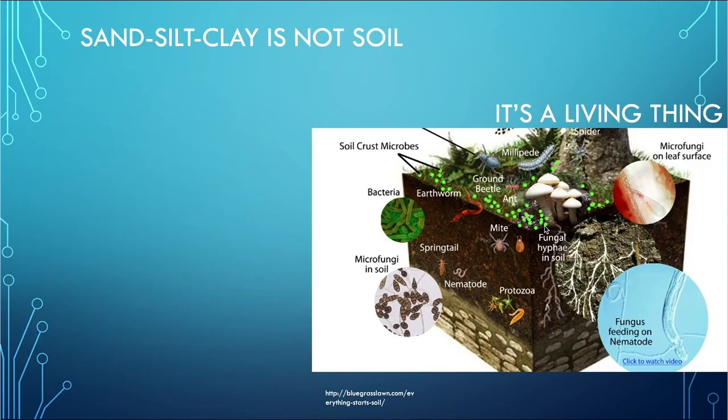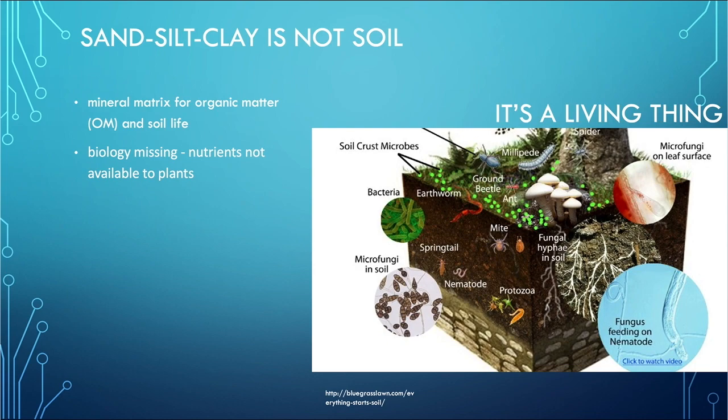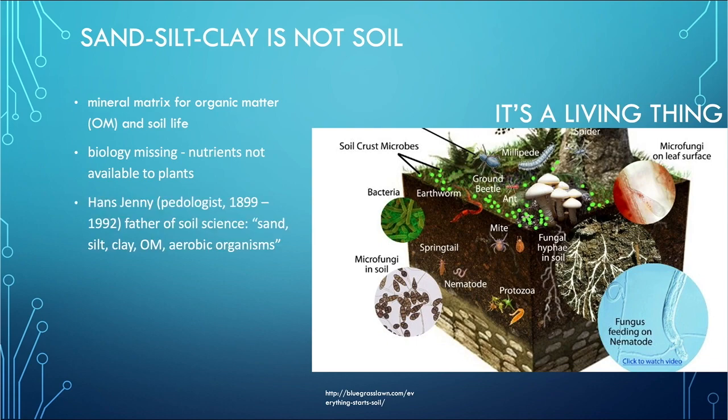So plant growth biomass is directly correlated with fungal to bacterial biomass ratio, and that's something we'll cover more in future lessons. So we must remember then that sand, silt and clay is not soil, and it is the mineral matrix for organic matter and soil life. That's all these things are, and it's mineral matrix and food obviously because the minerals come from that matrix, so we definitely still need sand, silt and clay. But if the biology is missing, nutrients are not available to the plants.